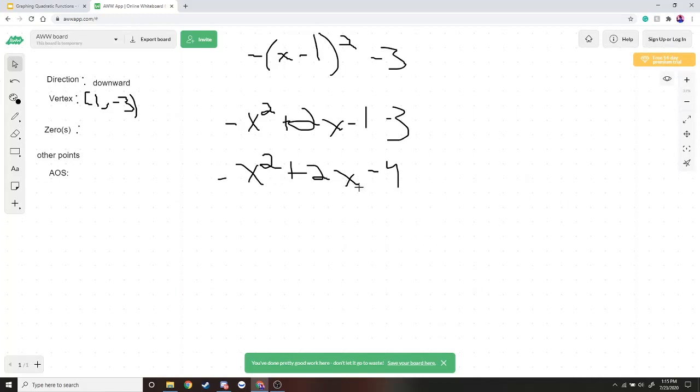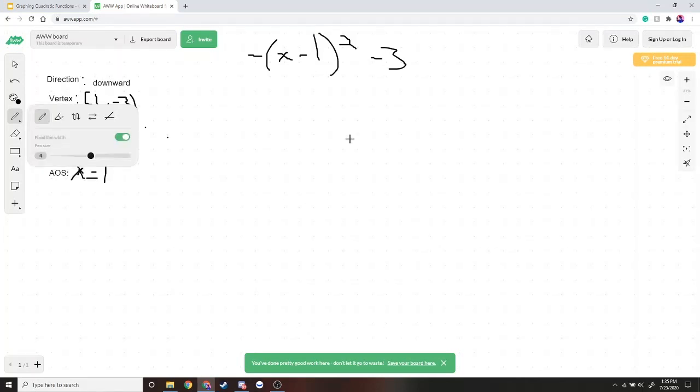Now I'm going to let you guys know that this is non-factorable. So this means that we will have no zeros. To find 2 other points, we're going to choose 2 easy numbers and plug them in as x. So let's use 2 and 3.